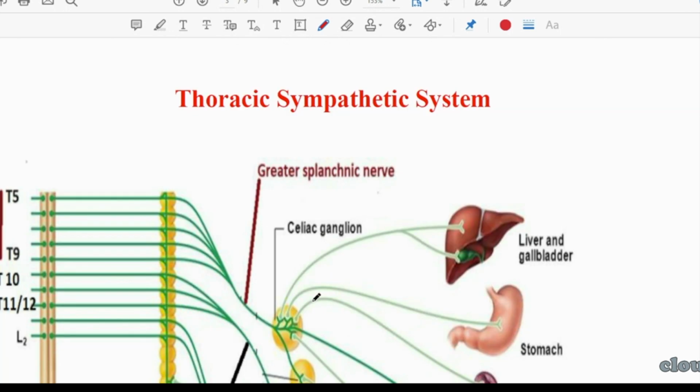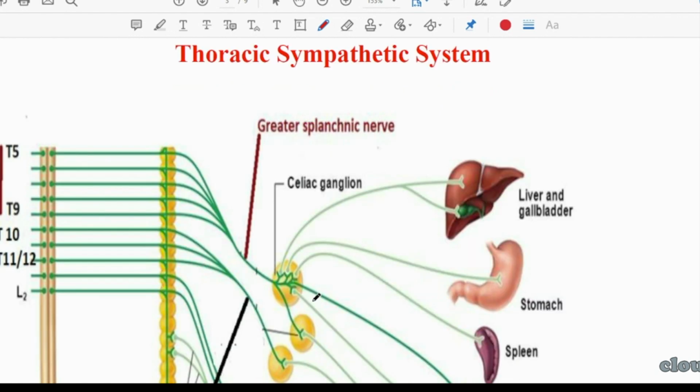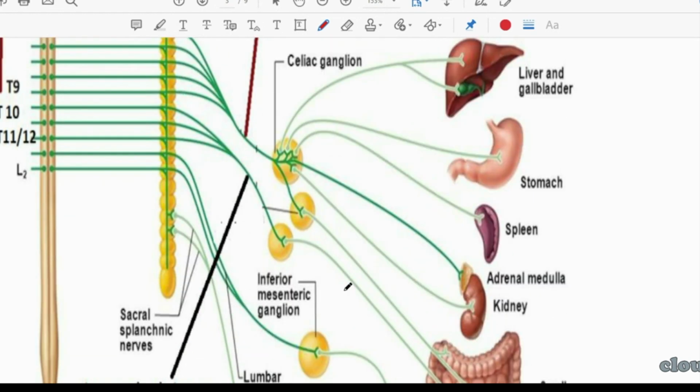Moving on to the thoracic sympathetic system. The thoracic sympathetic system arises from cell bodies of vertebral bodies from T5 to T12. They are first of all autonomic nerves that supply the abdominal and the pelvic viscera. Beginning from T5 to T9, we have the greater splanchnic nerve. The greater splanchnic nerve synapses in the celiac ganglion. Then from T10 to T11, we have the lesser splanchnic nerve, which synapses in the aorticorenal ganglion. And from T11, T12, we have the least splanchnic nerve that synapses in the renal plexus.